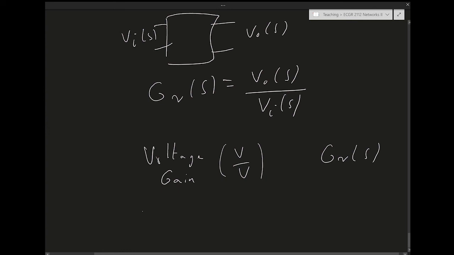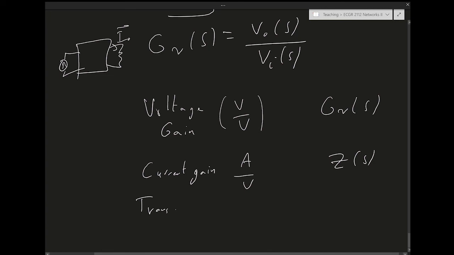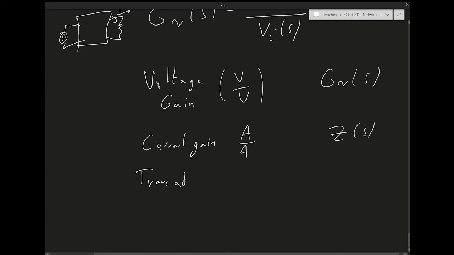You could have a current gain. You could have a transfer function between an input current to an output current, IO. So this is going to be amp over amp. Then there's what's called the trans impedance gain, which is volt over amp.